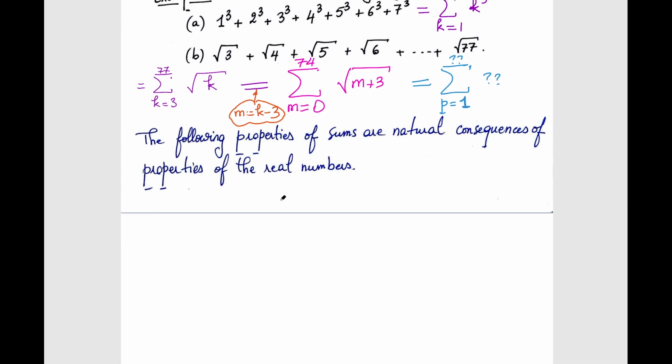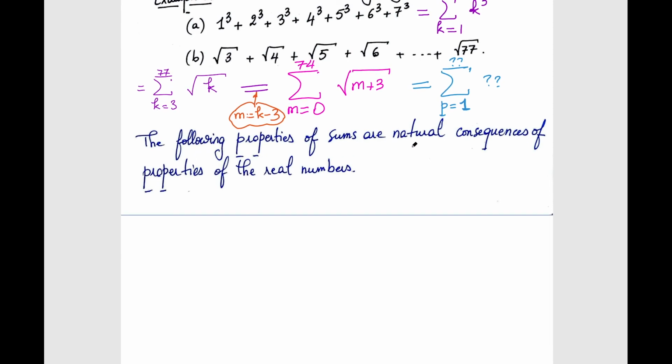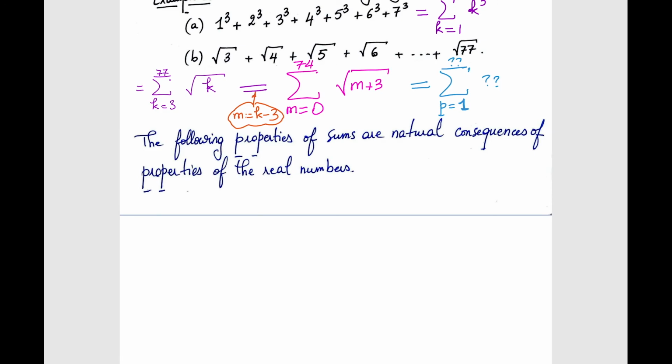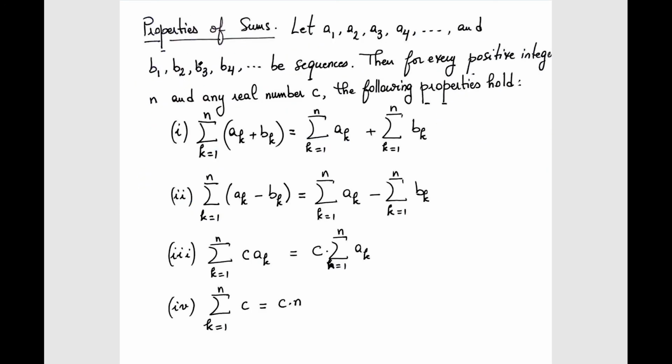All right. And finally, the following properties of sums are natural consequences of properties of the real numbers. So let me take you to that page. All right, so these properties are as follows. Here's the setup. You're gonna have two sequences, the a sub i sequence and the b sub i sequence. The terms of the first sequence look like a sub i, and each one of the second looks like b sub i. Then for every positive integer n and for any real number c, the following properties hold.